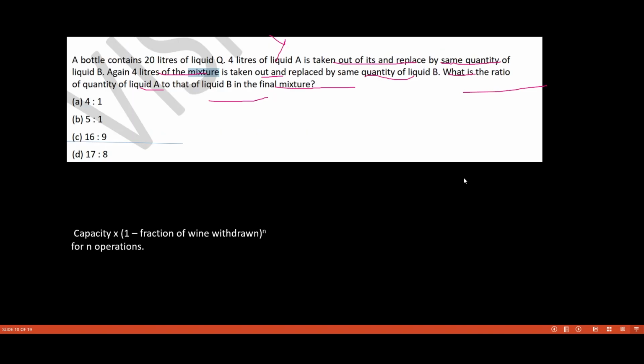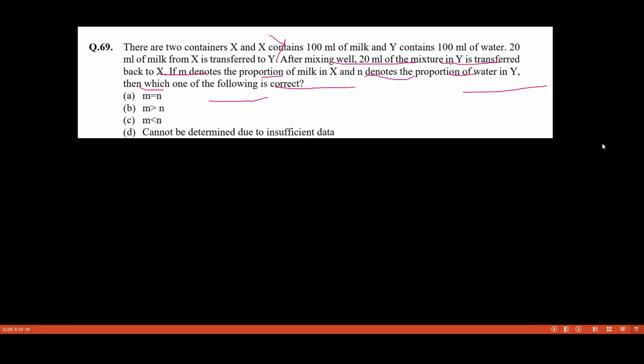So let's see what we can do in this type of question. Let's solve this question. Basically, what you have is two containers X and Y, and this X container contains 100 milliliter of milk and this Y container contains 100 milliliter of water.